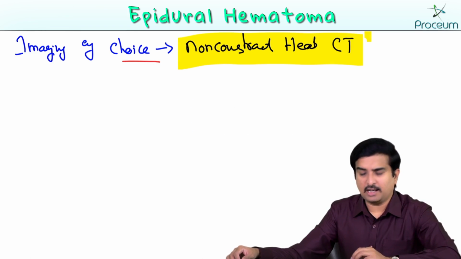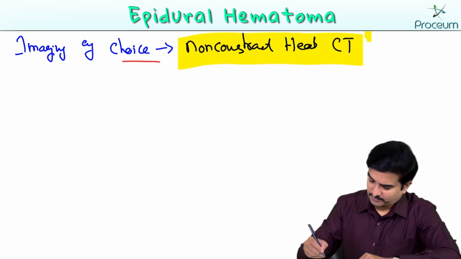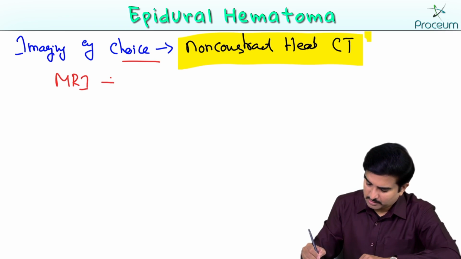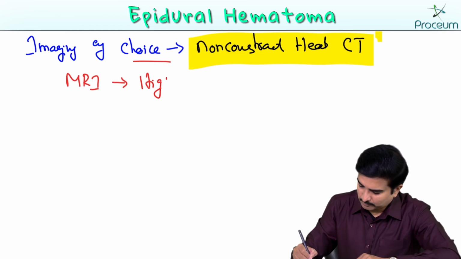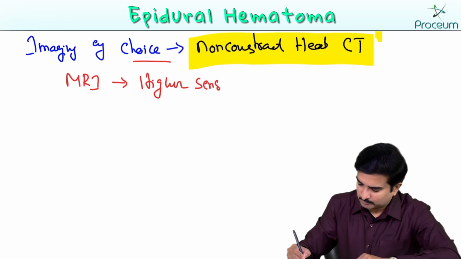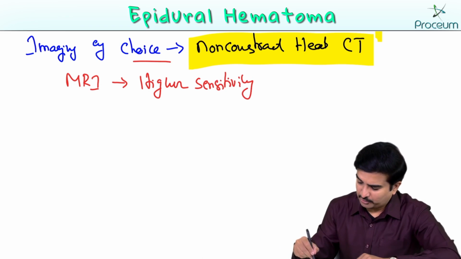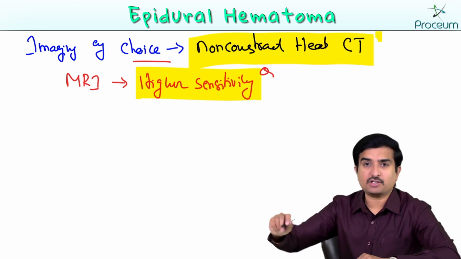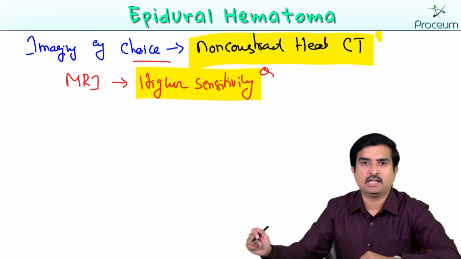Now, what is another imaging modality we have other than the CT? Yes, we have MRI, right? So another imaging modality is MRI. MRI has a higher sensitivity. Even though it has higher sensitivity compared to CT, why are we not using this? I already mentioned the important points: because of speed, availability, simplicity, cost, everything.